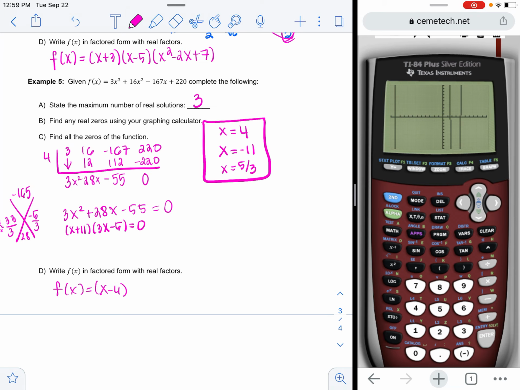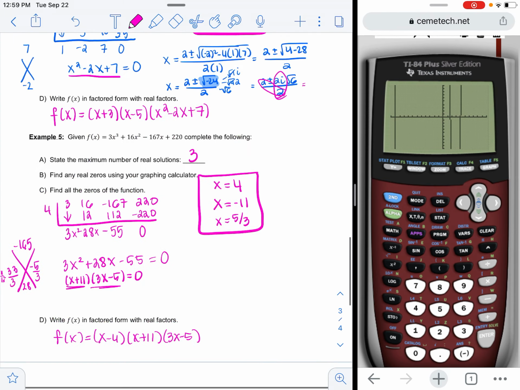f of x equals, all right, my factors. I have x minus 4. And then please don't write x plus 11 and x minus 5/3. x plus 11 is correct, but then it's 3x minus 5. Okay.